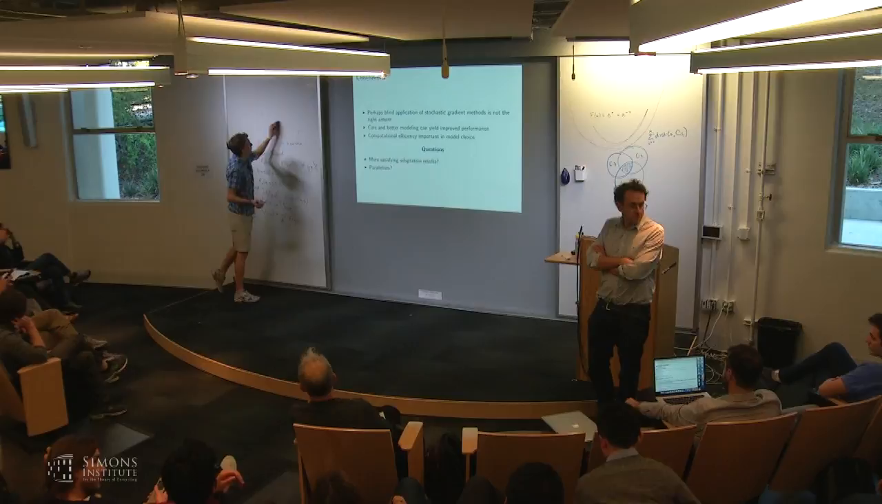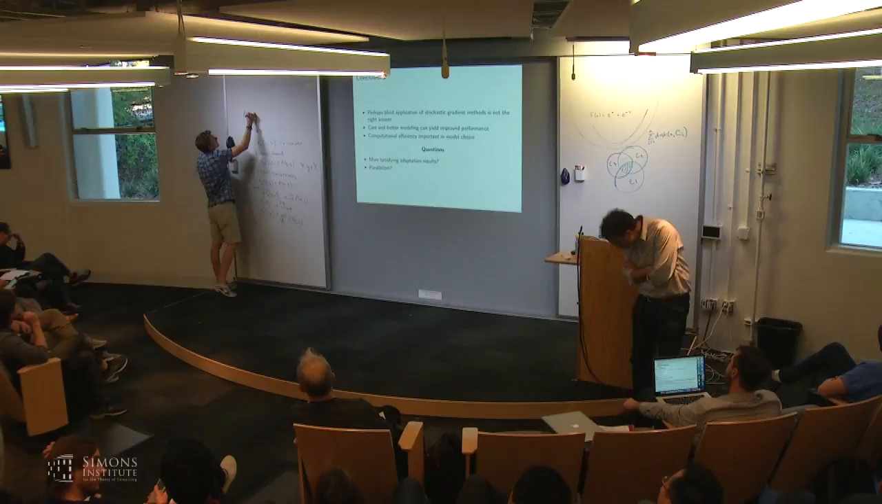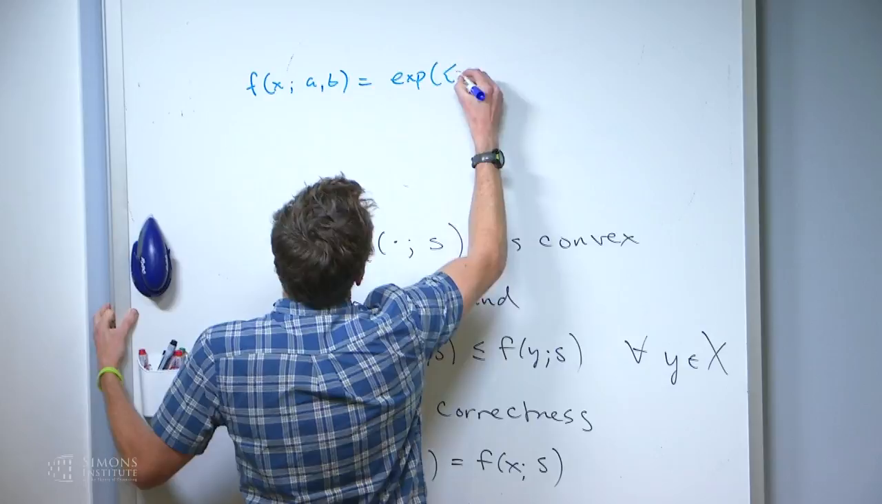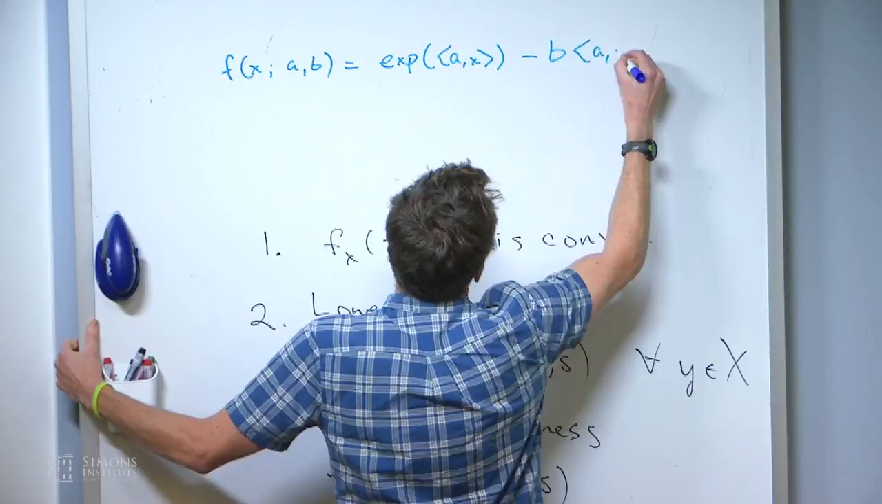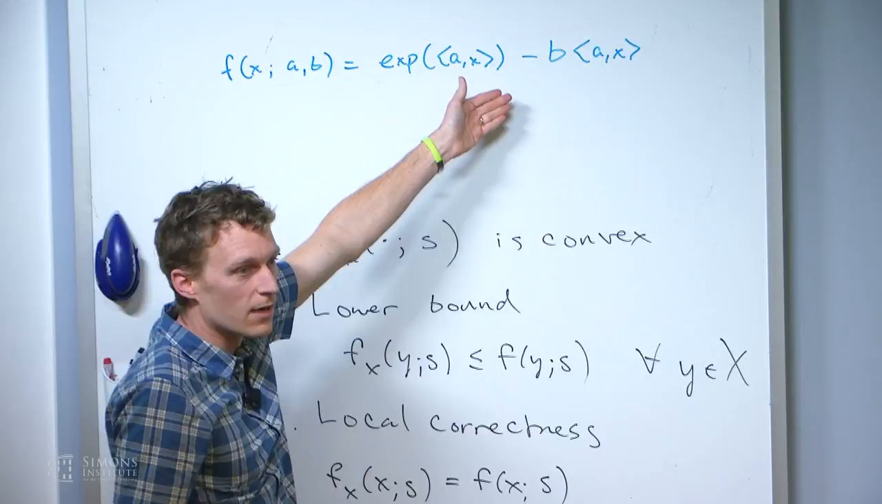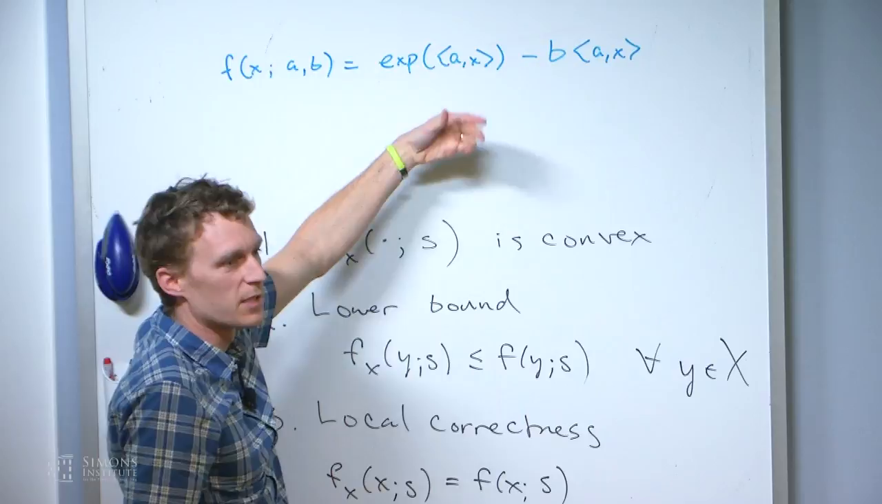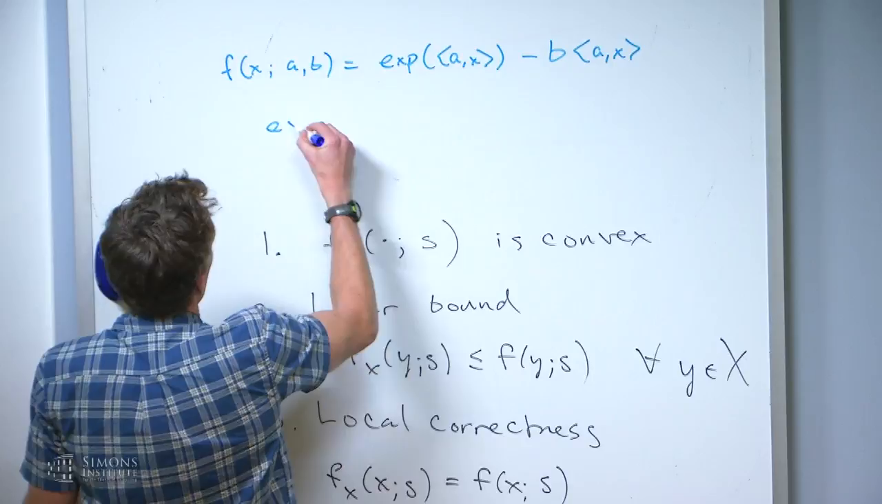Which is known as, say, Poisson regression. So in Poisson regression, your objective is something like f of x a b equals exp of a x, basically, minus b a x. So you want to minimize this plus a quadratic function of x. And that's actually not that hard. It's a one-dimensional problem, but there's no closed form or anything. You have to develop some kind of iterative method for it. So you want to minimize this plus one half x two norm squared.